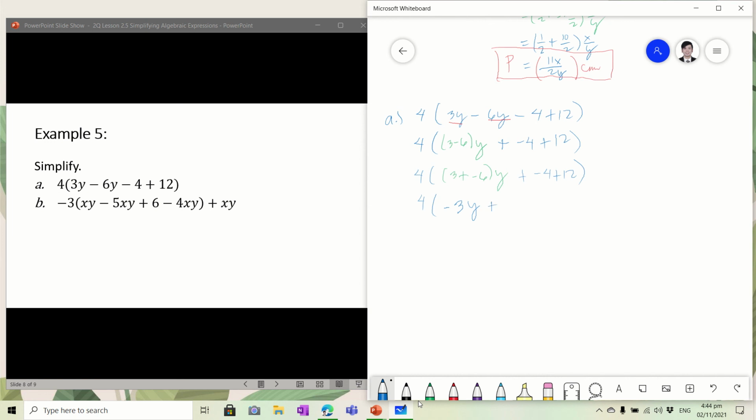And then the constant terms, they have different signs. So we need to subtract them. 12 minus 4 is 8. Then the sign of 12 is positive. We follow the sign of 12 because it's greater than a 4.